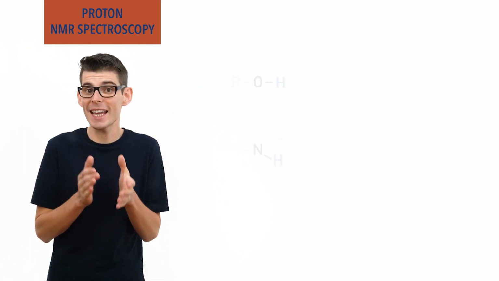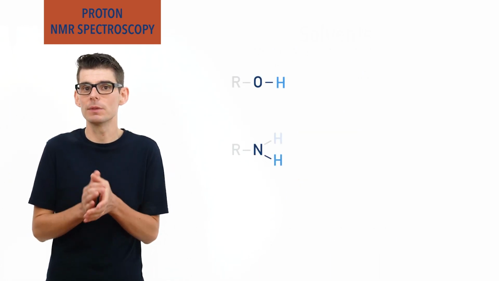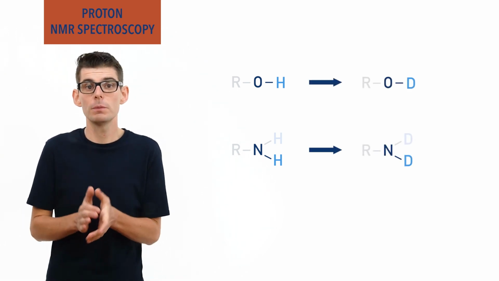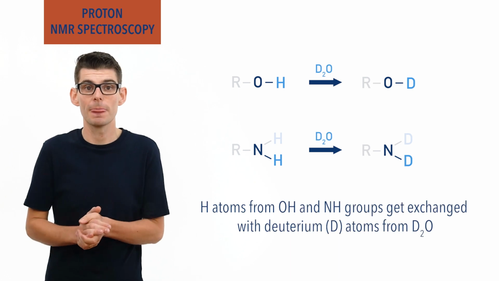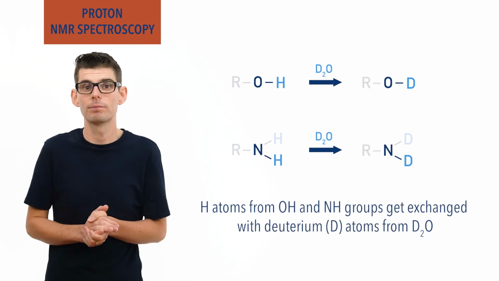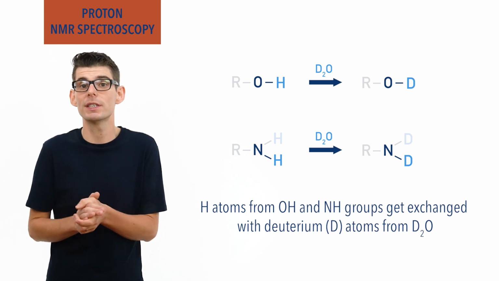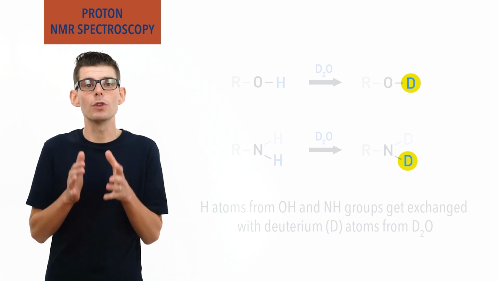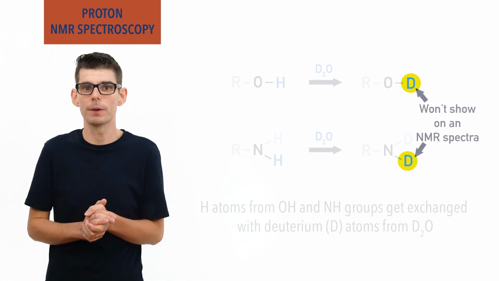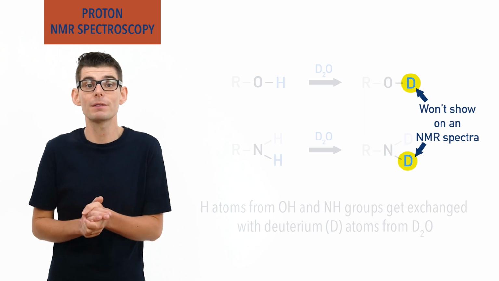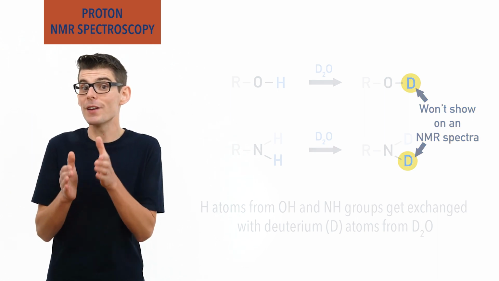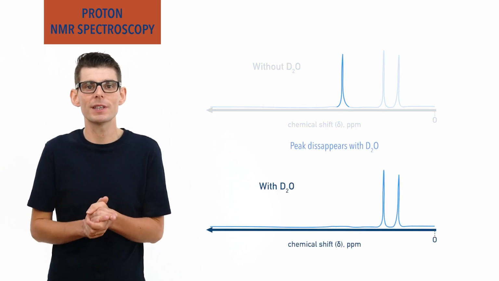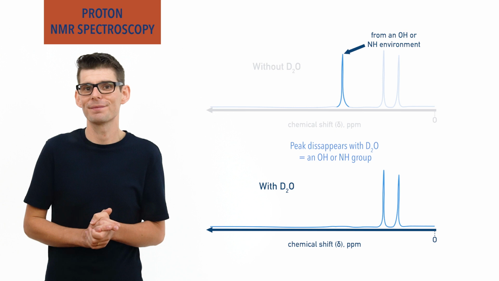Interestingly, for OH and NH bonds, the hydrogen atoms in the bond will swap and can be exchanged with deuterium atoms from D2O, heavy water, if the two get mixed together. When this happens, the deuterated hydrogen atom, now bonded to the oxygen or nitrogen in the molecule, will no longer show up on an NMR spectra. This means when a compound is mixed with D2O and then an NMR is rerun, if any peaks disappear, they must represent an OH or NH group.